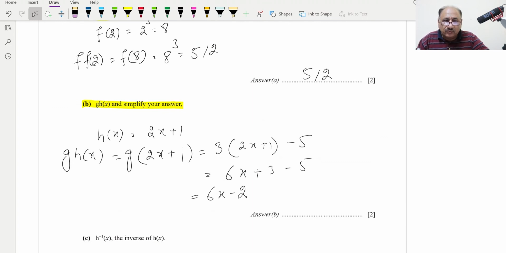So this will be our final answer, we can take 2 common, so 3x plus minus 1. 3x minus 1 will be our final answer. 2 into 3x minus 1.